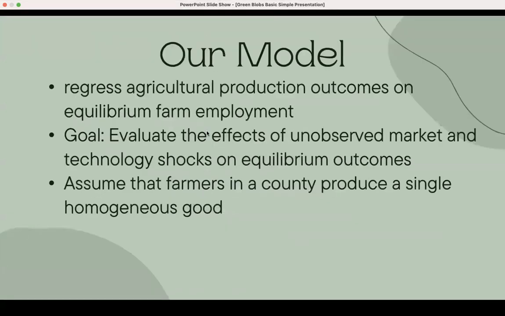In our empirical analysis, the authors regress agricultural production outcomes on equilibrium farm employment. So we're regressing those two dependent and independent variables. Basically, we're going to evaluate the effects of unobserved market and technology shocks on these equilibrium outcomes and see how they're displaced when we experience these shocks.